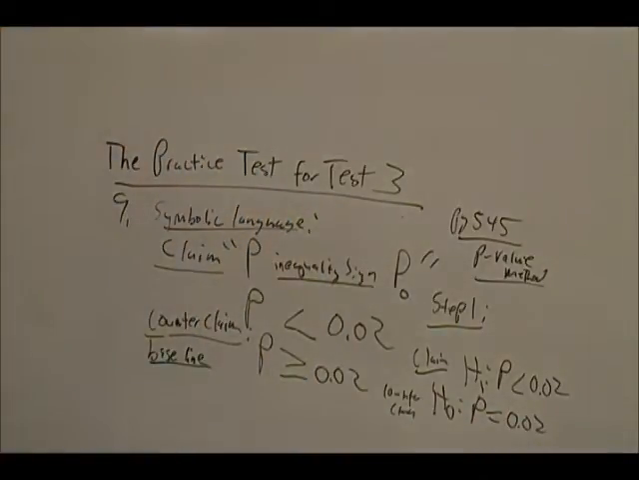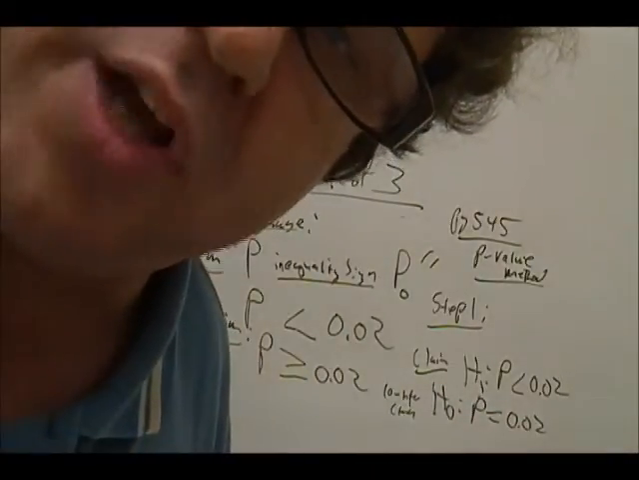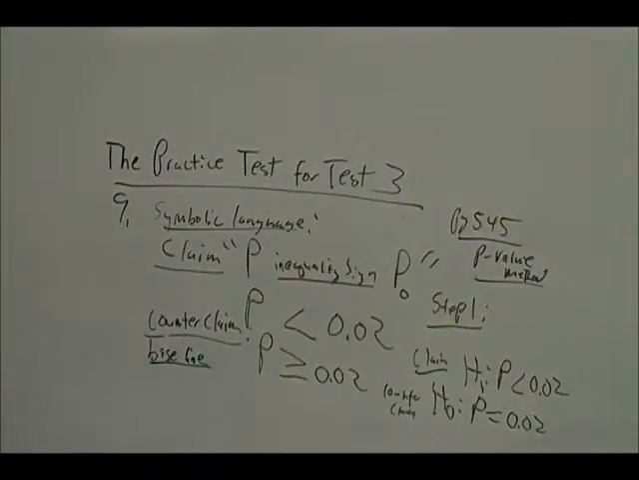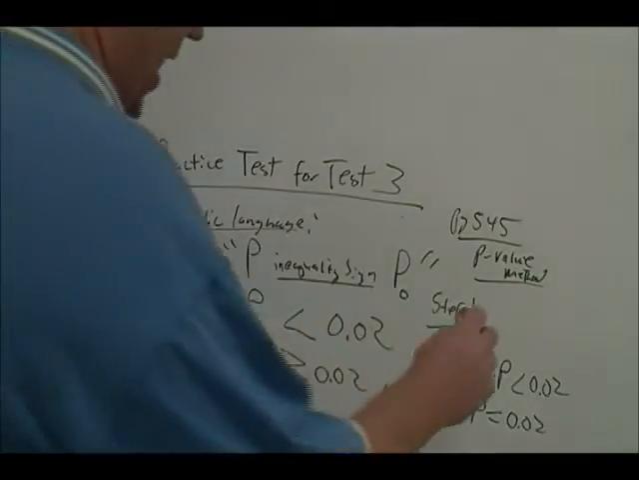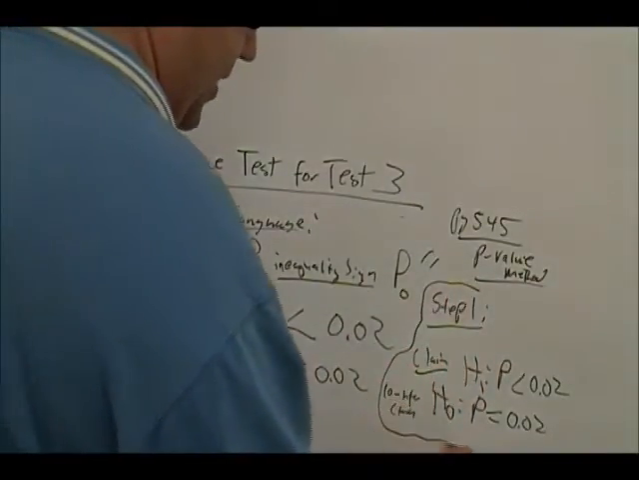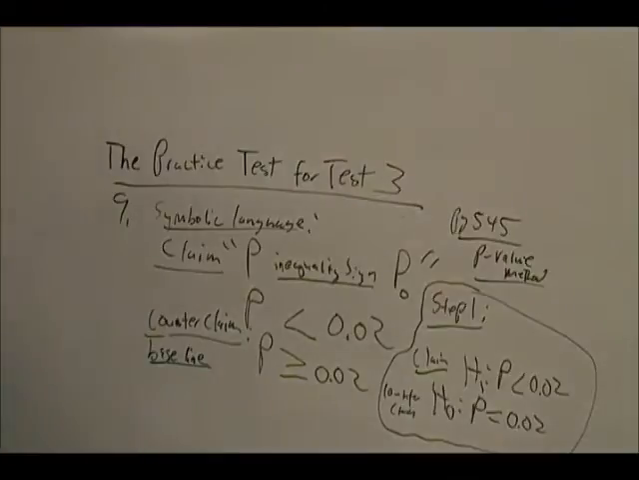And if you're having trouble reading this, just follow along. It's all given in the solution key. All this information has been given in the solution key, step by step, for the practice test for test 3. So, we have the claim and counterclaim written in terms of the alternative and null hypothesis.